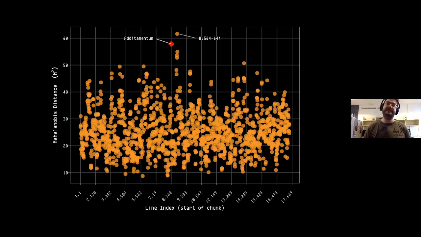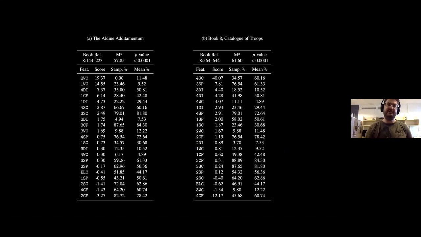And again, the additamentum is not actually the metrically weirdest passage in the whole poem, but a huge outlier. The only passage that is weirder is a catalogue of troops in Book 8, which is crazy and ask me about it over a beer. But still certainly an outlier at the 99.9+% level.